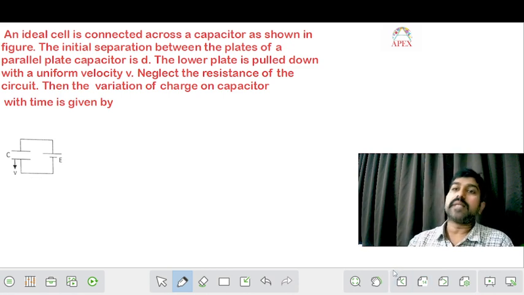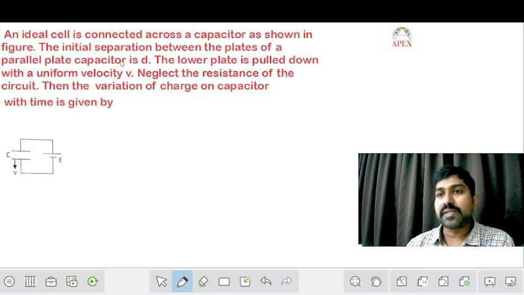Next question number 3. An ideal cell is connected across a capacitor as shown in figure. The initial separation between the plates of parallel plate capacitor is D. The lower plate is pulled down with uniform velocity V. Neglect the resistance of the circuit. Then the variation of charge on capacitor with time is given by.